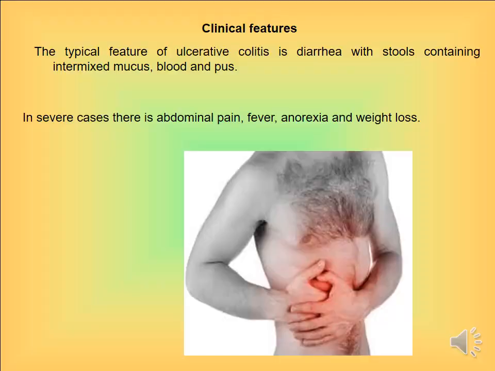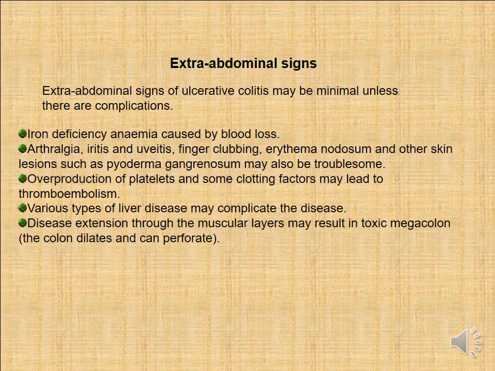Clinical features. The typical feature of ulcerative colitis is yellow stool containing intermixed mucus, blood or pus within the feces. In severe cases, there is abdominal pain, fever, nausea, and weight loss.